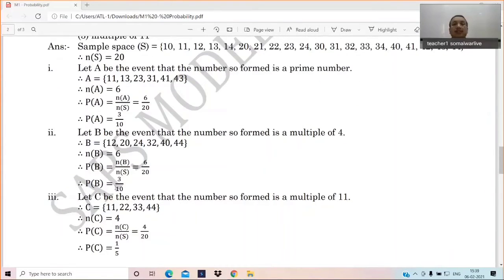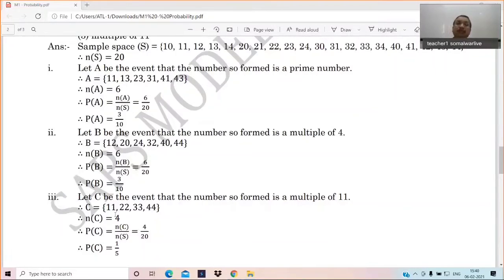So now identify the numbers in the sample space. Which numbers are multiples of 11? Naturally these are 11, 22, 33 and 44. So 4 outcomes, so n of C is equal to 4. So P of C will be n of C upon n of S, that is equal to 4 upon 20. And if you simplify this 4 upon 20, it will give us P of C is equal to 1 by 5. So finally, you have to write the answer.